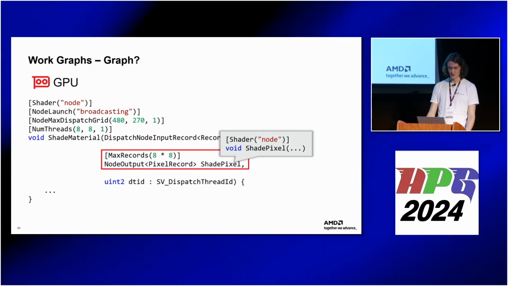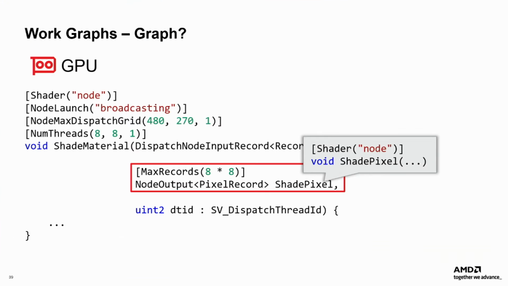If we then want to launch this second node, we can't just call this function. We have to declare it as sort of an output of our first node that we created. And this has some special syntax attached to it. To connect the two nodes, we just use the same name as we used to declare the function name for the second node. And we also need to declare how many records we intend to output from our node.